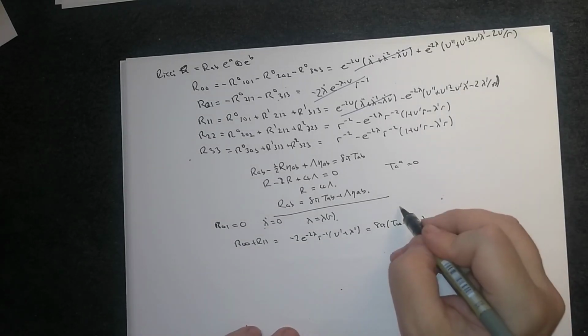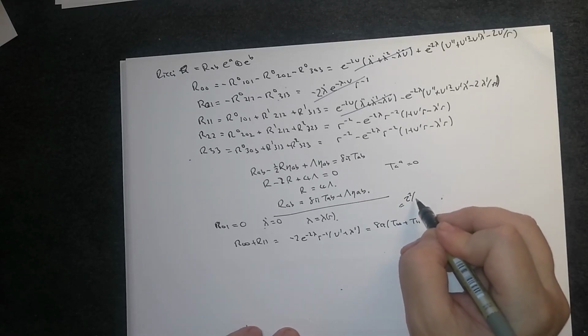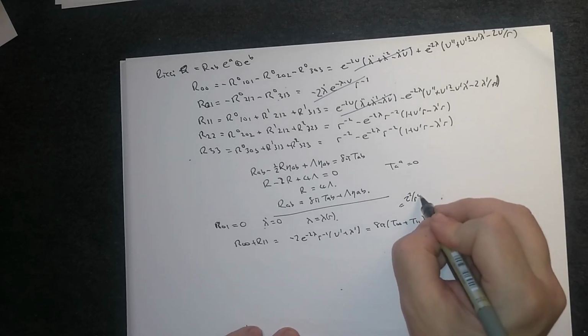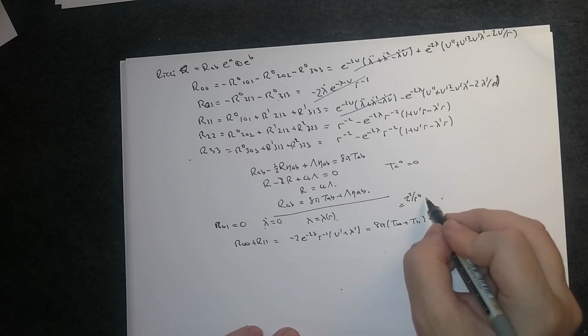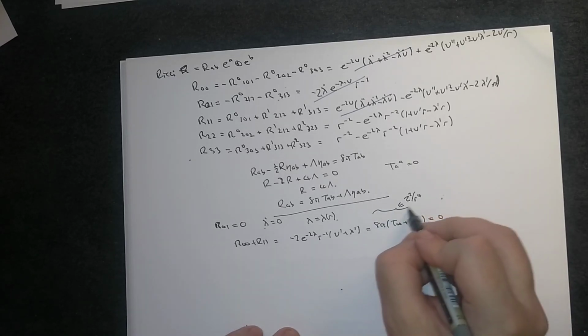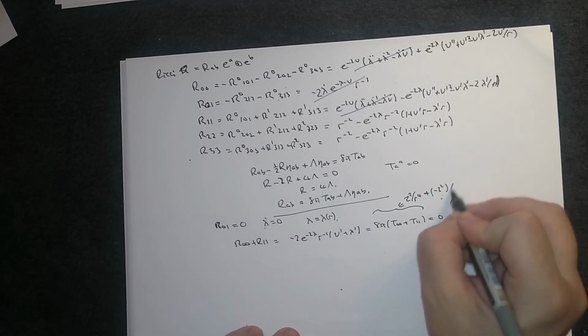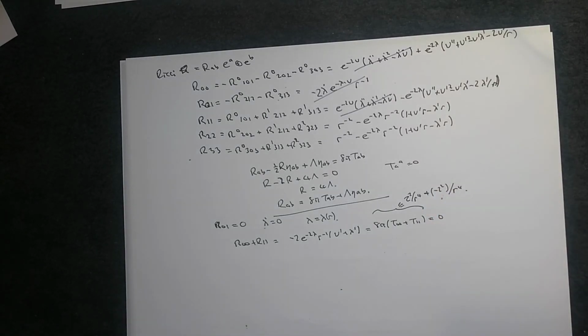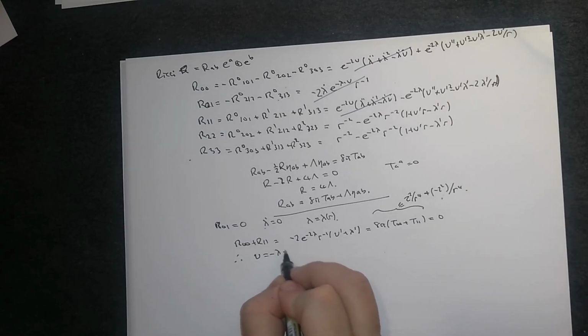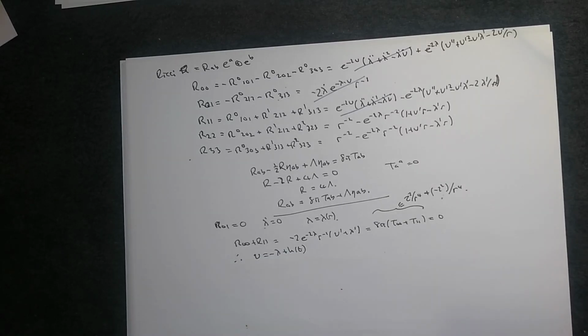Remember, this was z squared over r to the 4. That's the whole thing. Plus minus z squared over r to the 4. So therefore, nu is minus lambda plus some function of time.